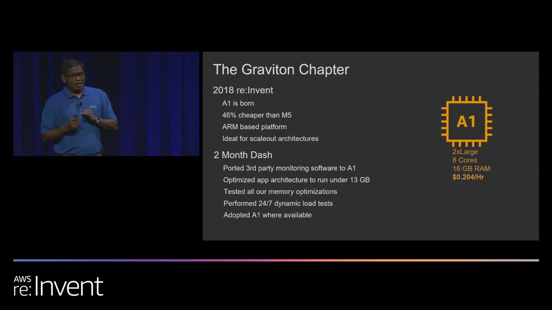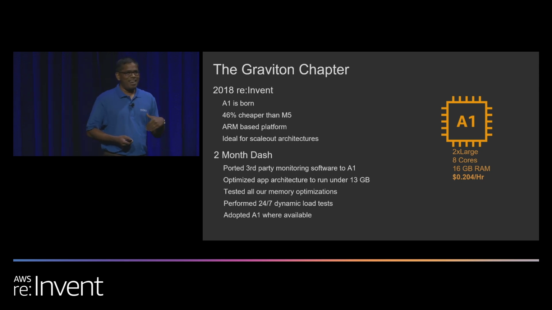And once these tests were done, we subjected the A1 fleet to a dynamic load test where we would generate traffic that would spike up and come down, spike up and come down. And we did that for weeks together. And as the test results started pouring in, we kind of fell in love with A1 because it was beating every test we could throw at it. And finally, after all the test results were validated, we decided that we will adopt A1 in every region available.